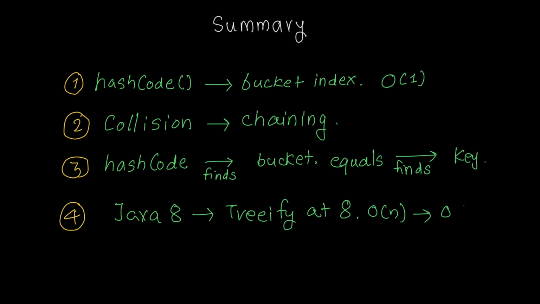And the last most important point: Java 8 has introduced tree-ification. So whenever the chain size goes beyond 8, we now still get O(log n) instead of O(n) complexity.